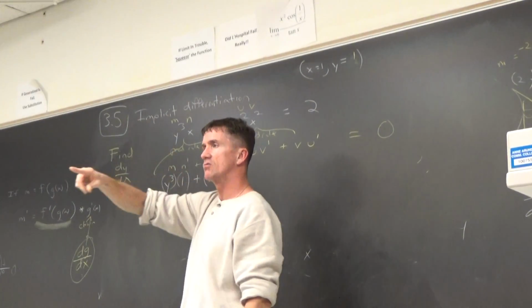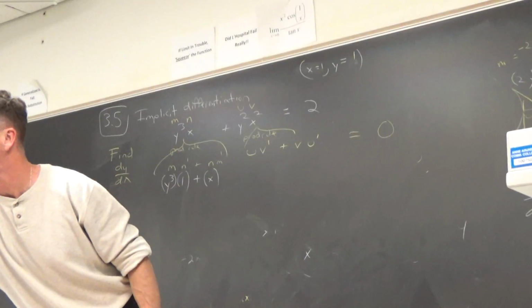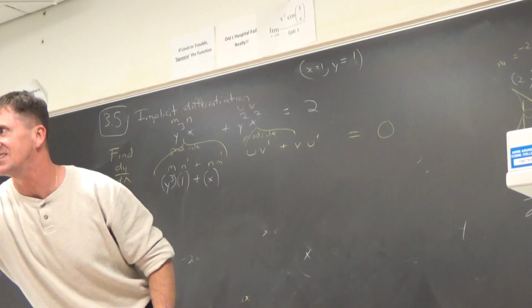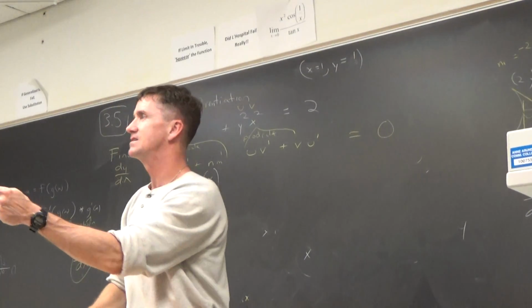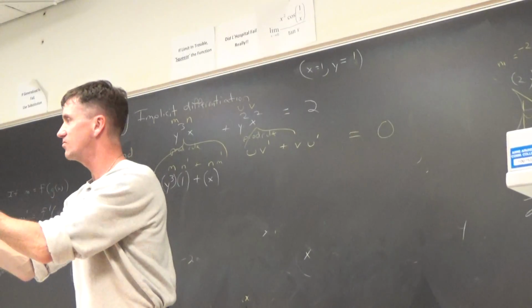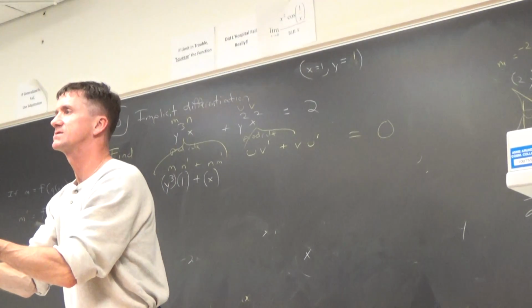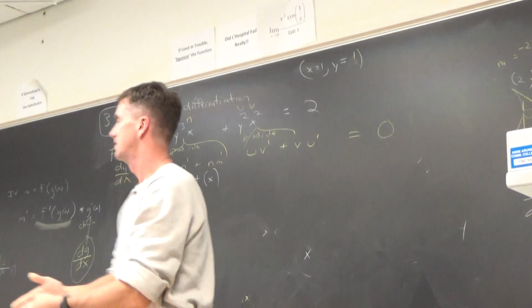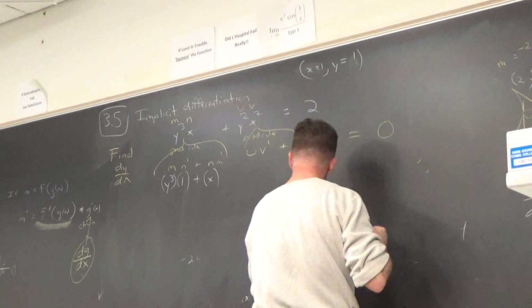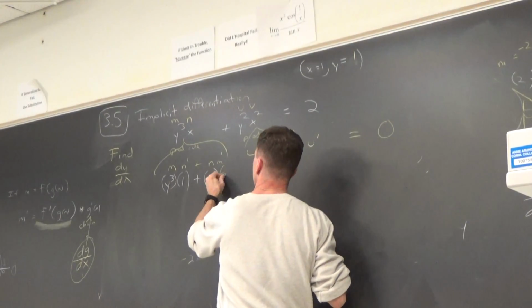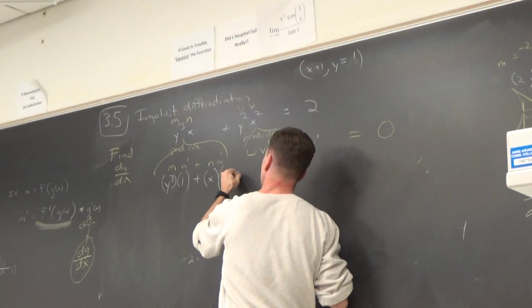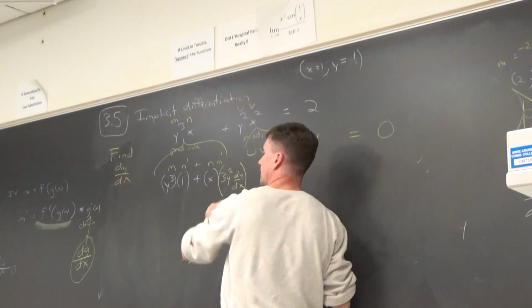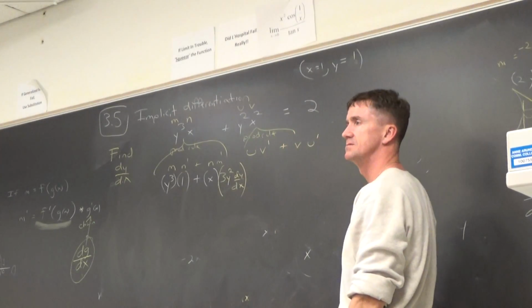Y cubed. We're going to write 3y squared and right next to it, dy dx. Kelly, outstanding. Everyone agree? I'm going to write 3y squared dy dx. Why? Because I'm differentiating with respect to x. What? Chain rule. So right here, 3y squared dy dx. Every time I differentiate that y, I'm putting dy dx.